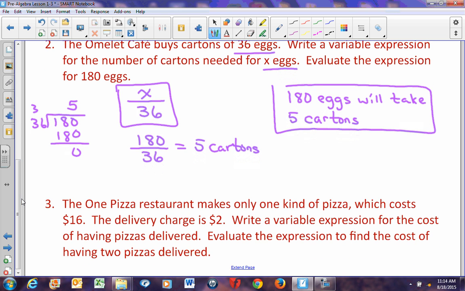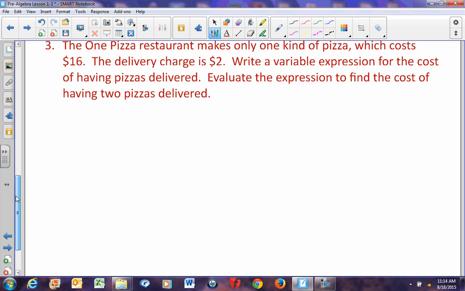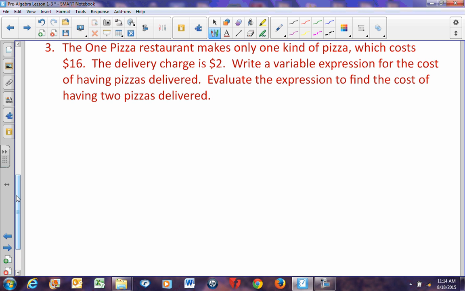Number 3. The pizza restaurant makes only one kind of pizza, which costs $16. The delivery charge is $2. Write a variable expression for the cost of having pizzas delivered. Evaluate the expression to find the cost of having 2 pizzas delivered. They make only one kind of pizza, it costs $16. Maybe it's cheese, maybe it's margarita, maybe it's Hawaiian, maybe it's sausage, who knows. Whatever it is, it costs $16. Delivery charge is $2, not $2 per pizza, $2 per delivery. So if they deliver you 18 pizzas, it's still only going to cost you $2 because they're only coming to one place.